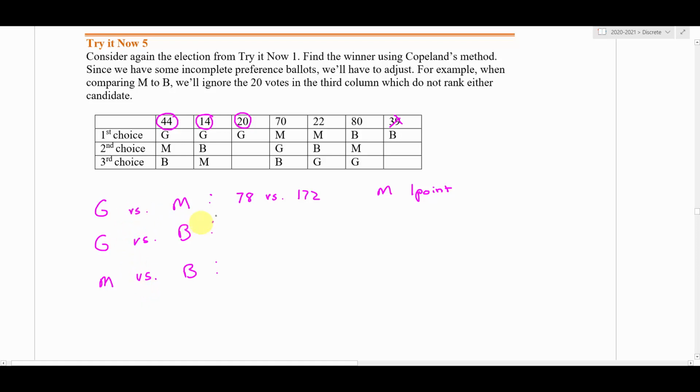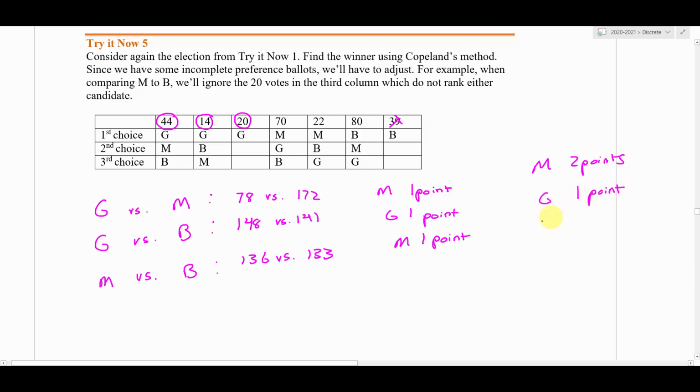All right, welcome back. So here are the results for the other 2. We got 148 for G here versus 141, and then we have 136 for M versus 133 for B. So here G is going to get a point, and M gets a point. All right, so if I were to tally up our points, M has 2 points, G has 1 point, B has 0 points. So M is a Copeland winner.